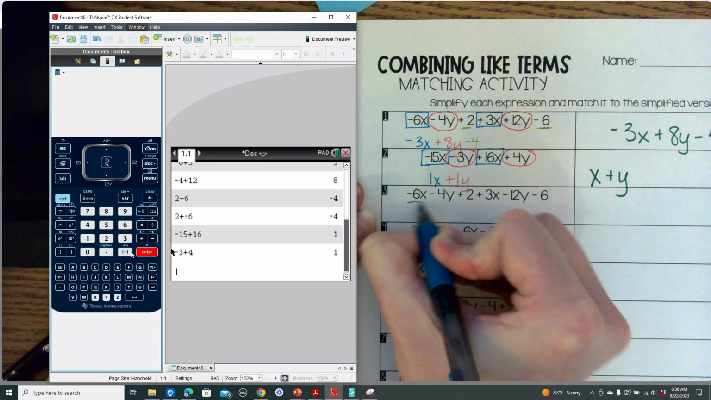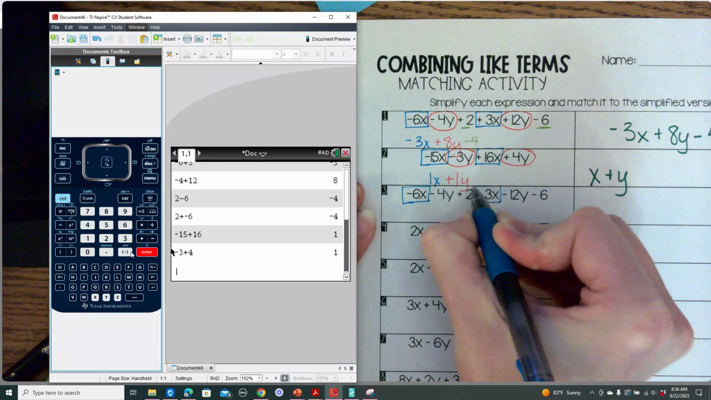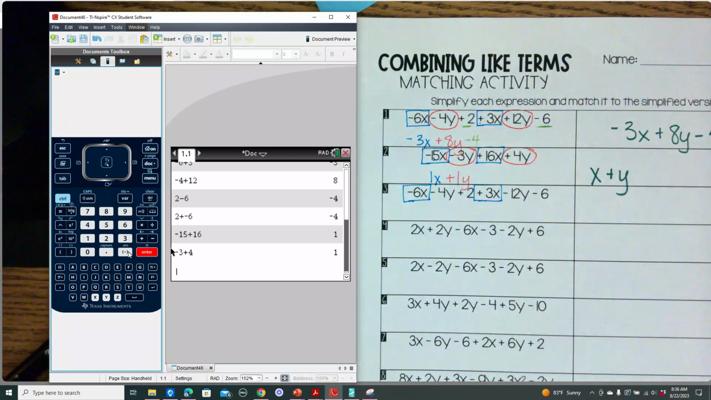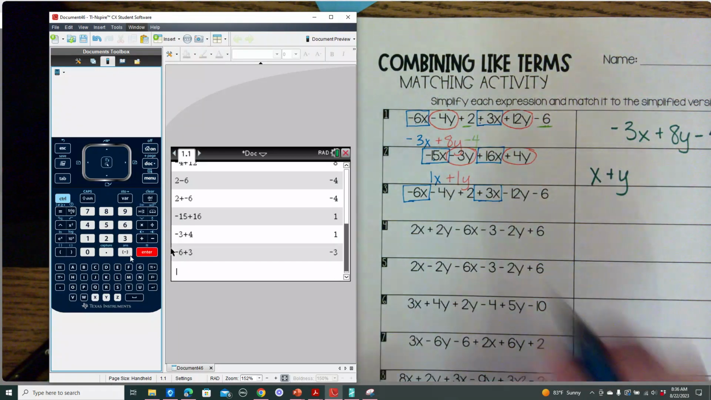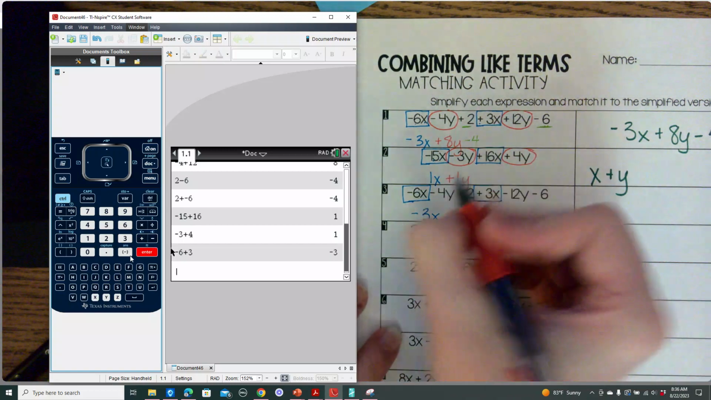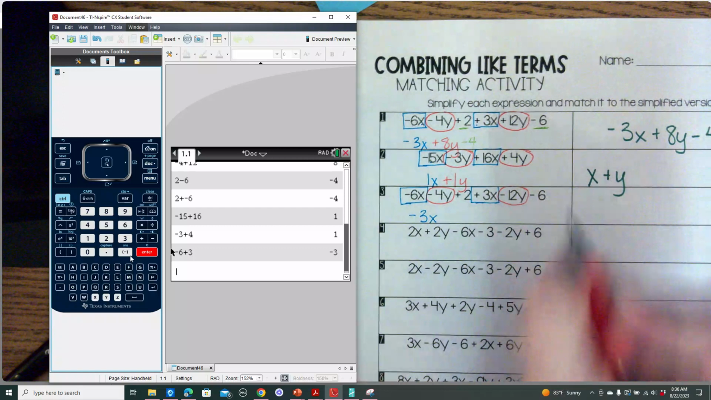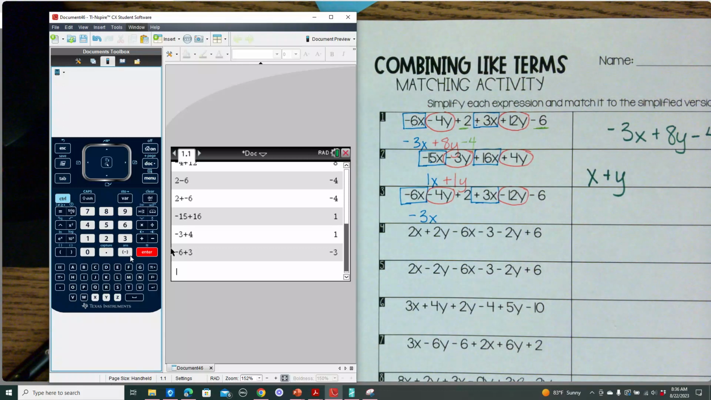We've got a negative 6x, so I find my other x's, positive 3x. So I do negative 6 plus 3, and I get negative 3x. And then I've got a negative 4y and a negative 12y. Okay, the ants are like on a rampage today.